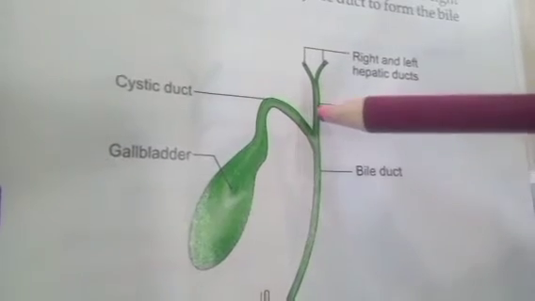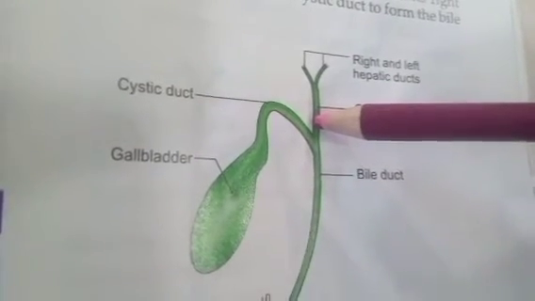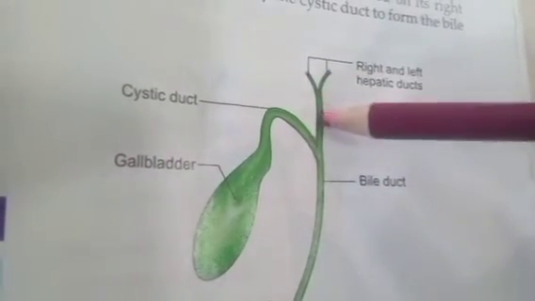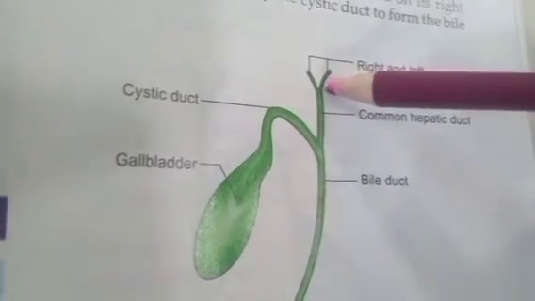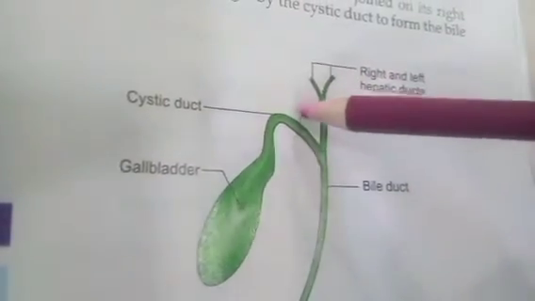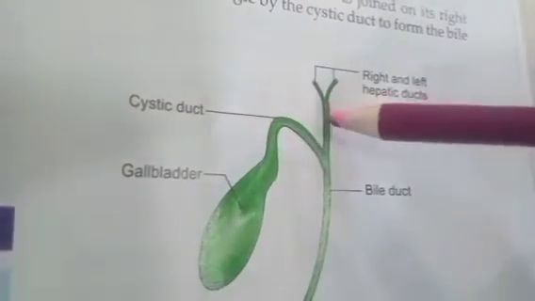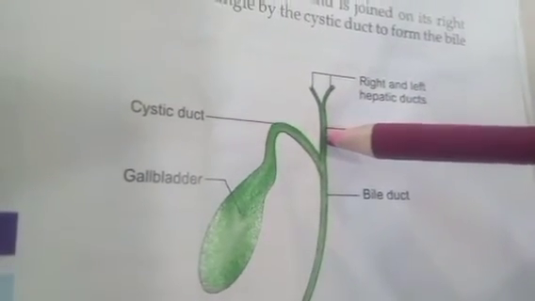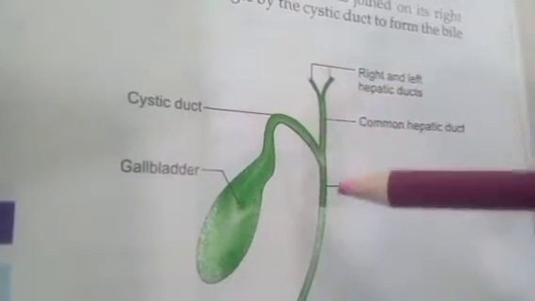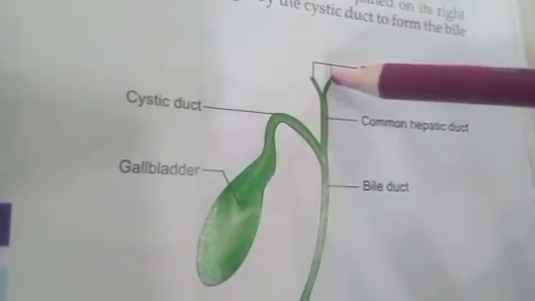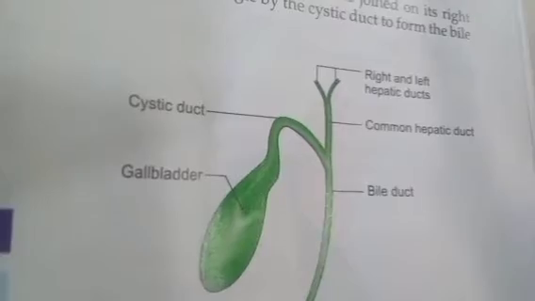Thirdly, accessory cystic duct may arise from the common hepatic or the right hepatic duct. Fourthly, cystic duct may be absent and the neck of gallbladder opens directly into the common hepatic duct. Sometimes accessory hepatic ducts may be present and open into the gallbladder.